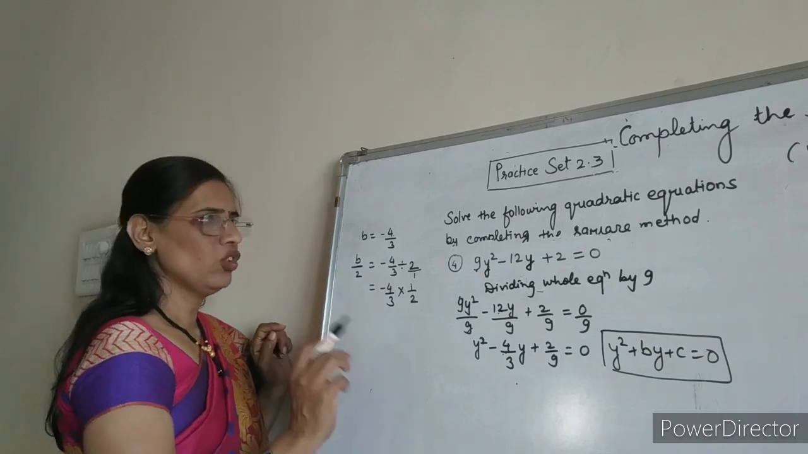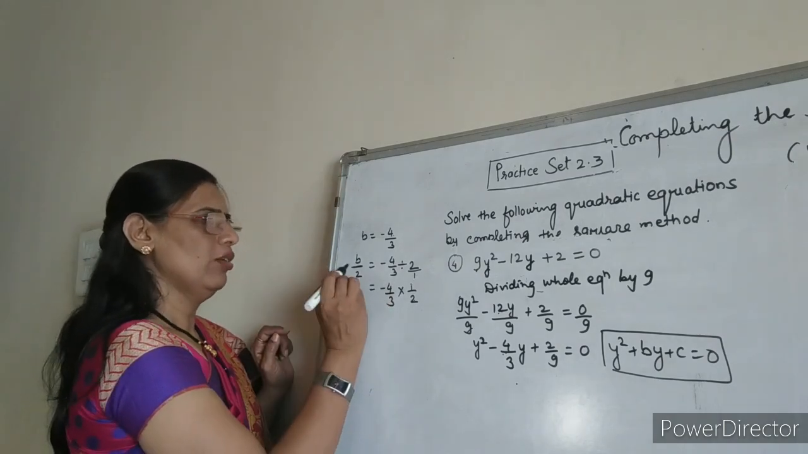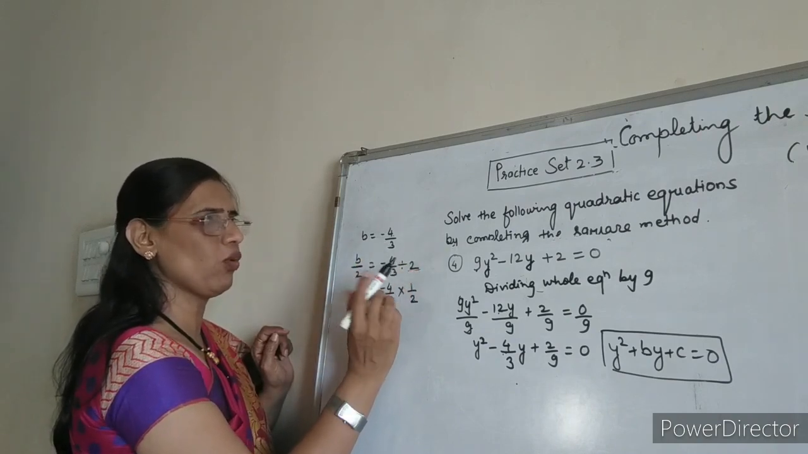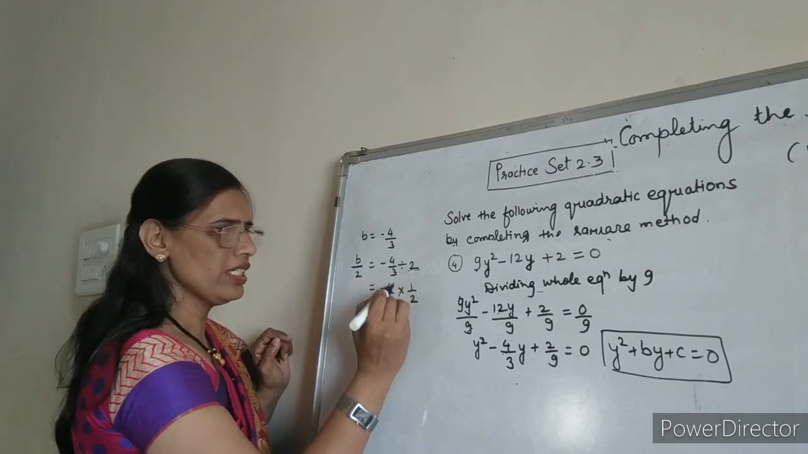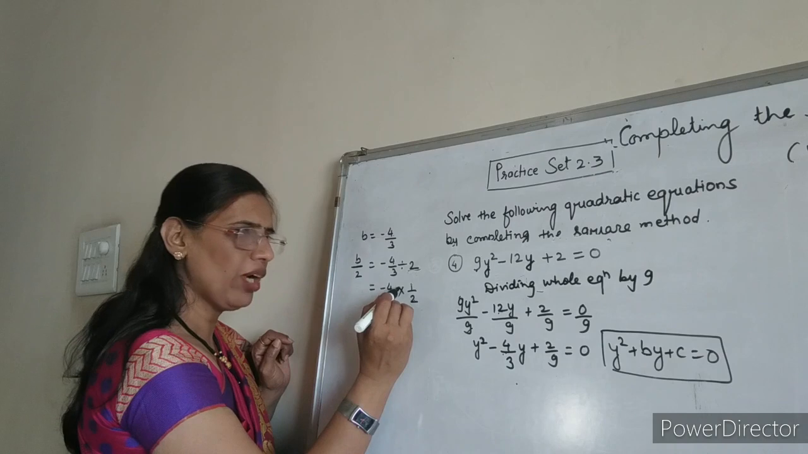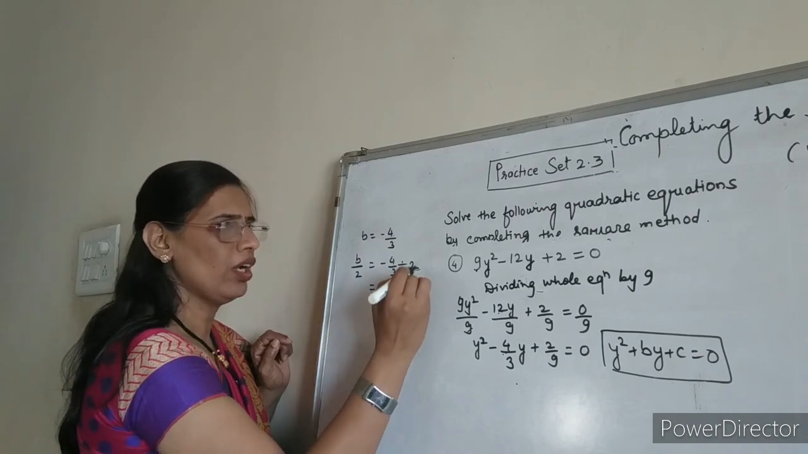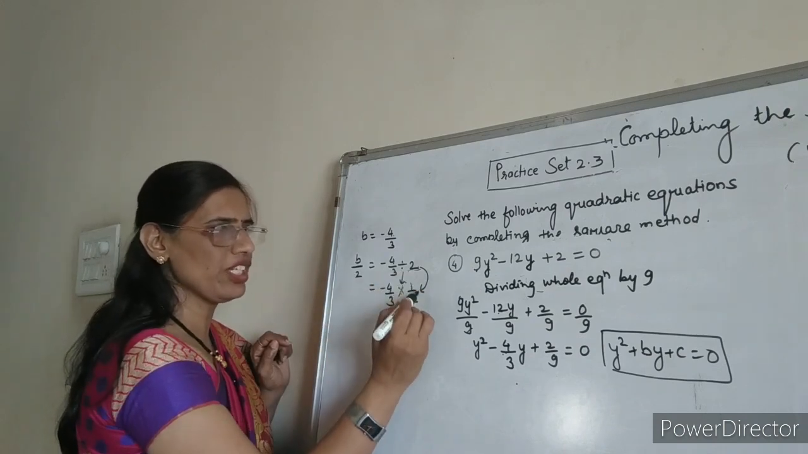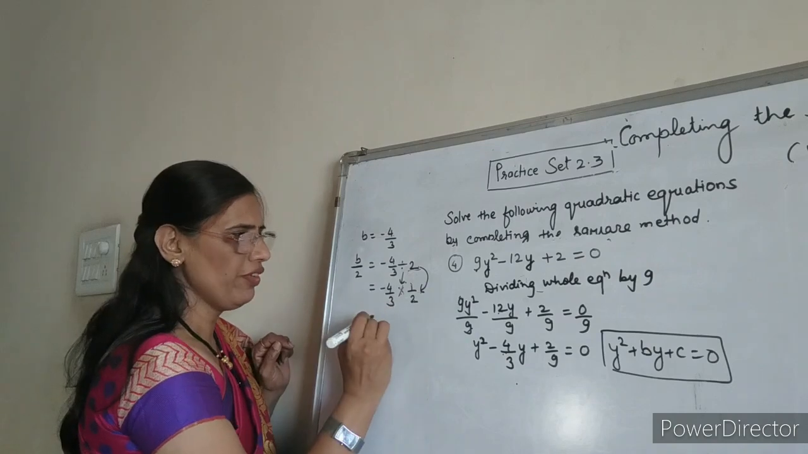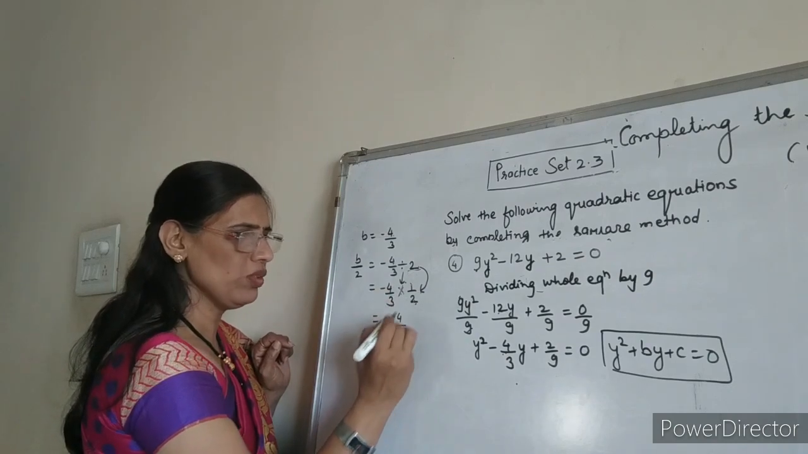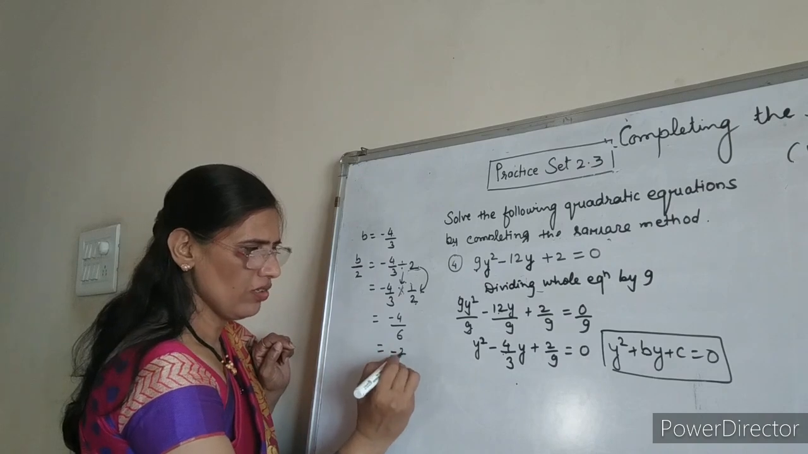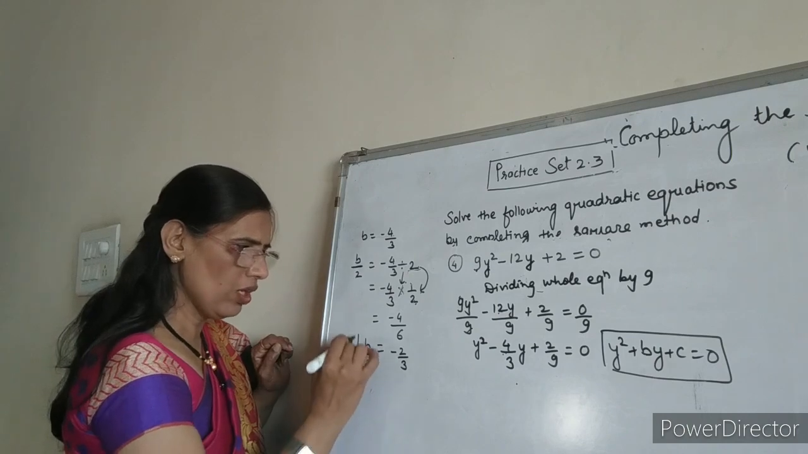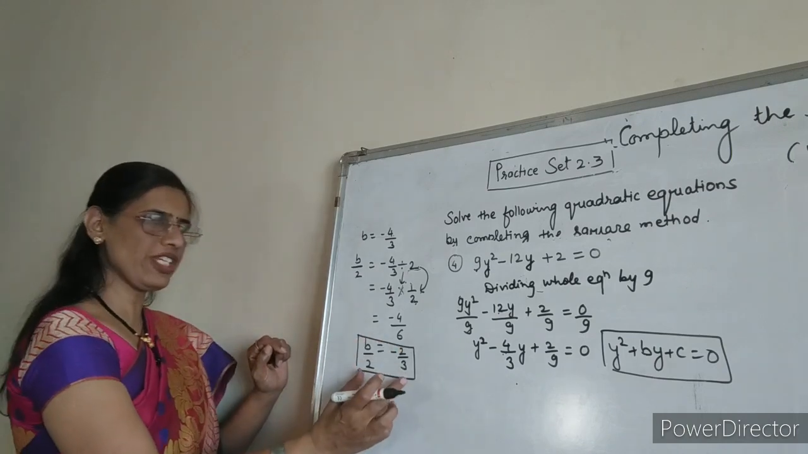See here again, note down the changes. What I did here: b upon 2 means b divided by 2. The value of b is minus 4 upon 3. Therefore minus 4 upon 3 divided by 2 is nothing but minus 4 upon 3 multiplied by 1 upon 2. I have taken the reciprocal. See the changes: divide is converted into multiply, and 2 is converted into 1 upon 2. So we get 4 ones 4, 3 twos 6, and in lowest form minus 2 upon 3, right? Thus we get the value of b upon 2 as minus 2 upon 3. This is the most important step.